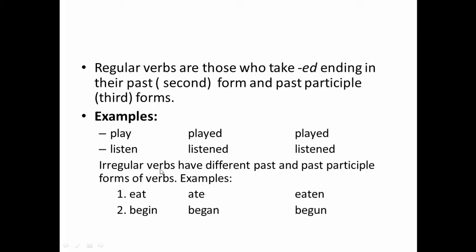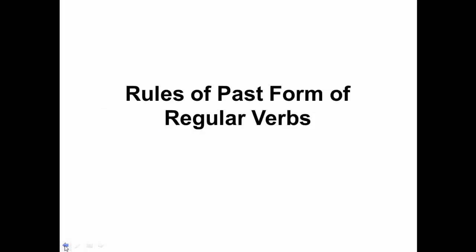Irregular verbs, as the name indicates, don't have any pattern. They have their own past forms. They don't follow any rule. For example, look at the words eat, first form, second ate, third eaten. Begin is the first form, began, it is past form, and begun is the past participle. So past form is the second form of the verb and past participle is the third form of the verb. This is the major difference between the regular verbs and the irregular verbs. The topic, remember, is related to rules of past form of regular verbs, those ending in ed.